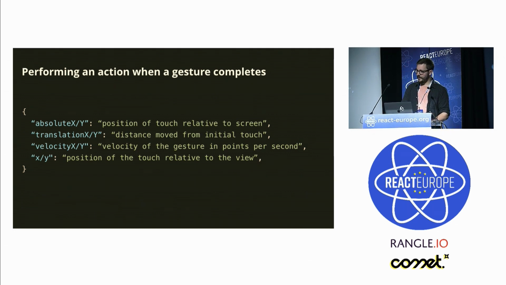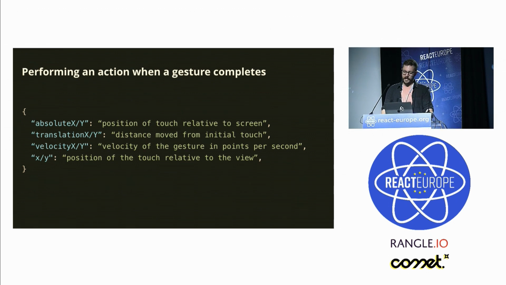It's worth looking at the difference between the absolute X and translation, velocity, et cetera, at this point. So the translation X is the distance moved from the initial touch. So when the gesture recognizes and you start moving, it starts at 0. The translation X and the translation Y start from 0 from there, and then as you start moving your finger, that changes. The absolute X and Y is where your touch is relative to the entire screen, where the top left is 0, 0, and the bottom right is whatever the width and height is of your screen.